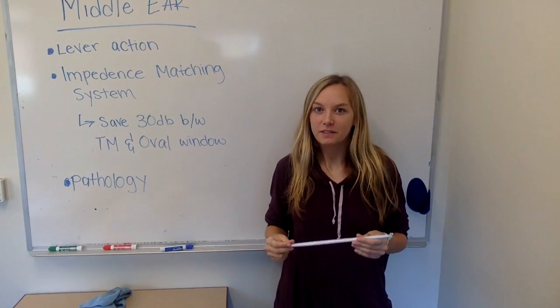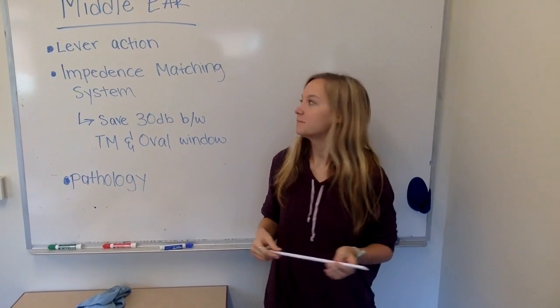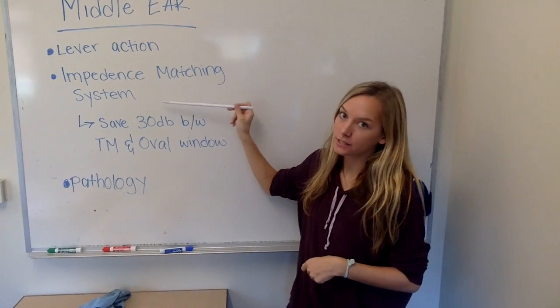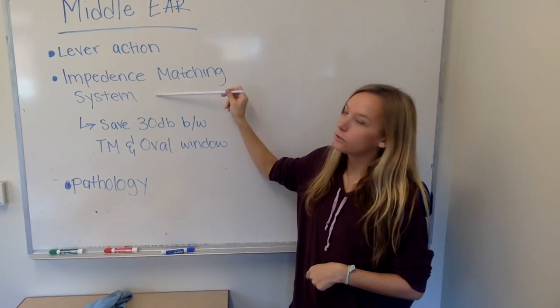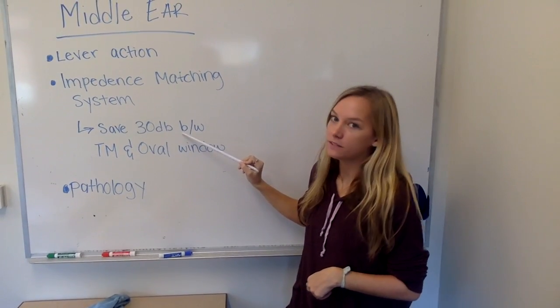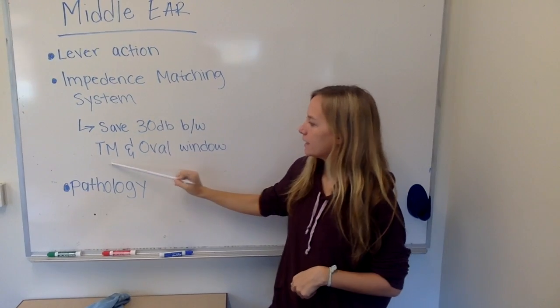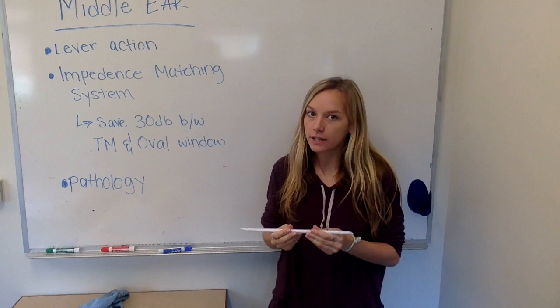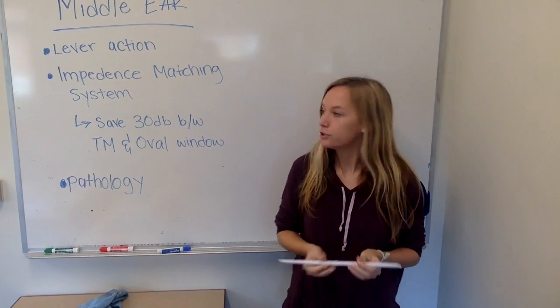Now we're going to discuss the physiology of the middle ear. What's important about the middle ear is that it acts as an impedance matching system. The three ossicles use lever action to save about 30 decibels of sound between the tympanic membrane and the oval window. This helps change acoustical energy into mechanical energy.